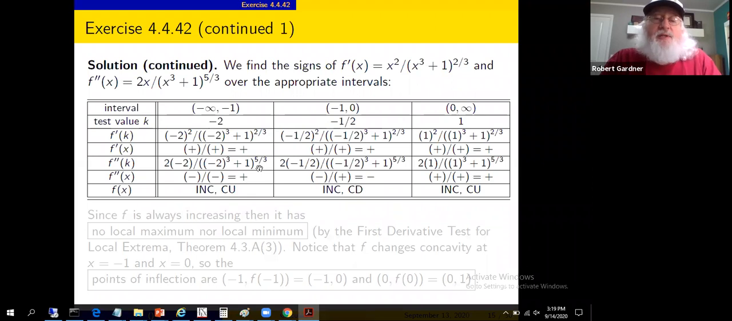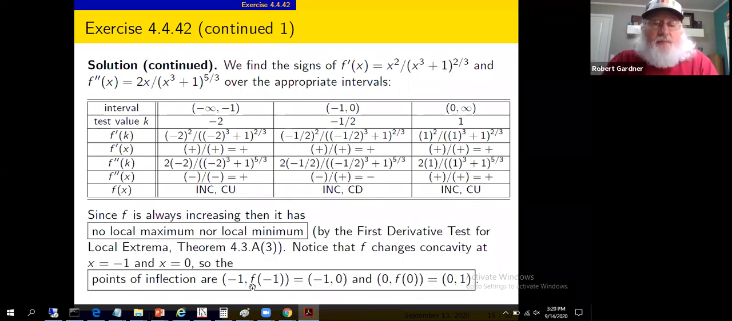I'm not interested in this row, not the least bit interested in what these numerical values are, only whether they're positive or negative. This row, the f double prime of k, same thing. Not interested in the values, only the signs. So I'll save myself some headaches of arithmetic and just analyze the signs. We get, for the second derivative, positive, negative, and positive. Seeing that, the function really does change concavity at -1 and 0. So I think both of those are points of inflection.